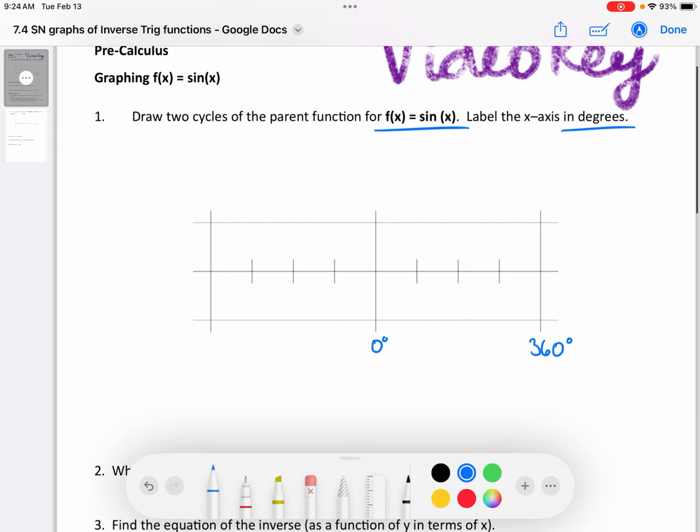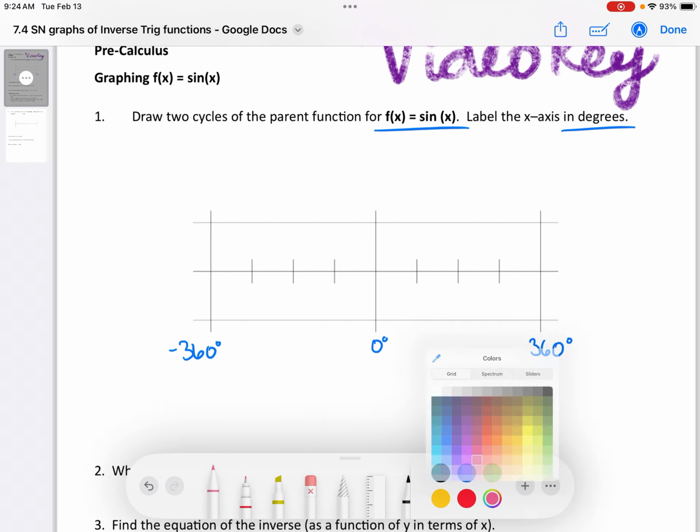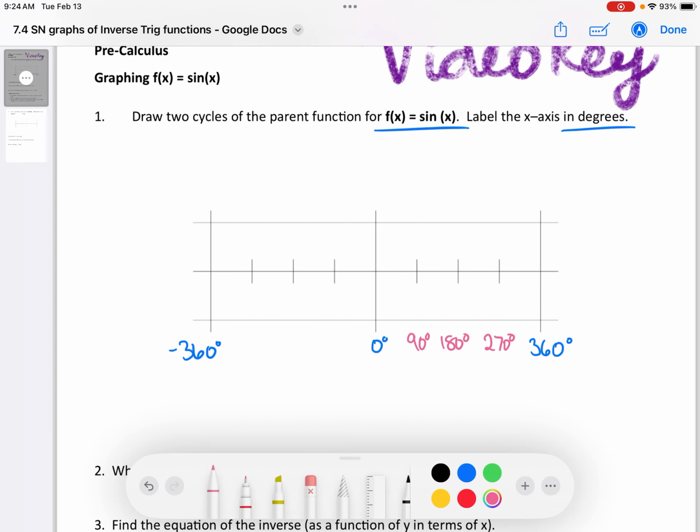So 360 degrees for one cycle, we'll go back to negative 360 degrees for the other cycle. And then we can number the values in between. That would be 90 degrees, 180 degrees, 270, negative 90, negative 180, negative 270. And then for the parent function, this midline is at 0, and the amplitude is 1, so the graph goes up to a y of 1 and down to a y of negative 1.